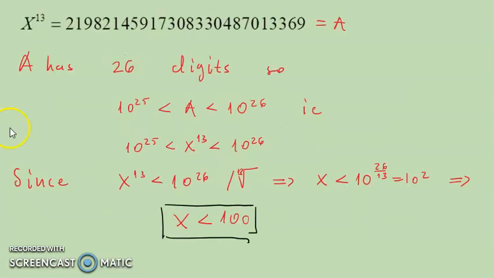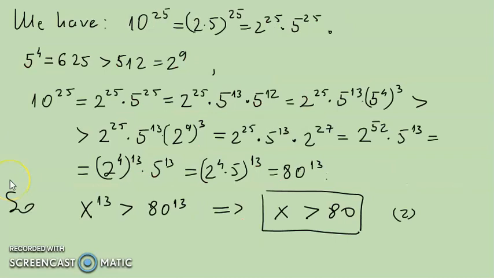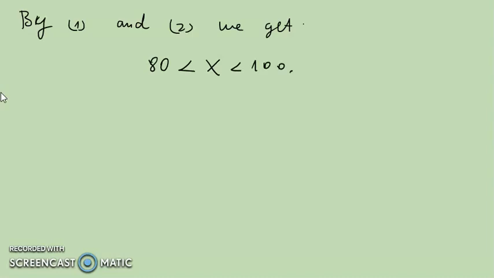Look at 1. x was less than 100 and greater than 80. So by 1 and 2, we get x is between 80 and 100. This is a nice fact, actually. If we want to check, we will check a small amount of values, but the point is that the number is too big and we cannot check it directly in any way.